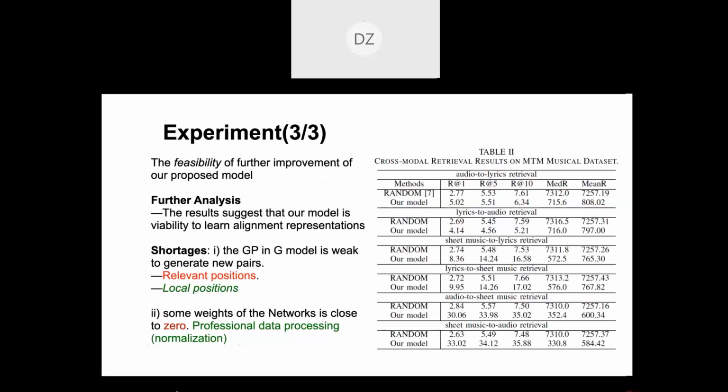But the experiments only show some initial results, so they have some shortcomings here. The first one, as I know, is that the generative probability in the generative model is too weak to generate new pairs. I guess it's because I only consider the relative position of the audio and the sheet music in generative model training. And one solution is that we should consider local positions. Another reason is probably that some weights of the network are zero, so maybe we need to do some proper data processing.